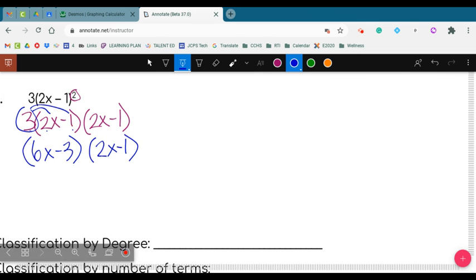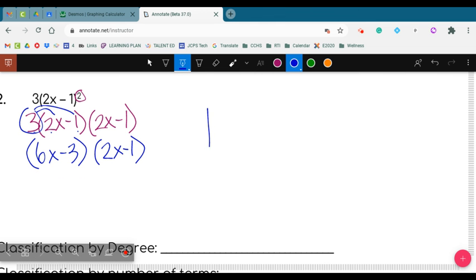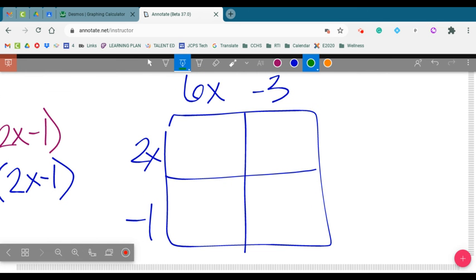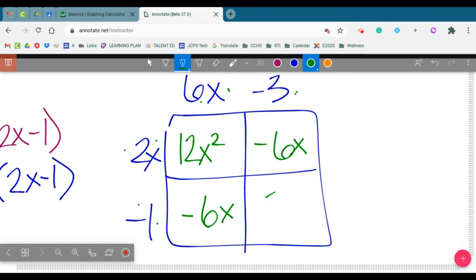Now you can create your box. Oh, that's a really big box. Okay. So I have 6x minus 3 and 2x minus 1. The biggest thing is making sure you don't distribute this 3 right off the bat, because then you will get 2 binomials that are 6x minus 3, so that you will get the wrong answer. So we multiply. 2x times 6x is 12x squared. Negative 3 times 2x is negative 6x. 6x times negative 1 is negative 6x. And then negative 3 times negative 1 is a positive 3.